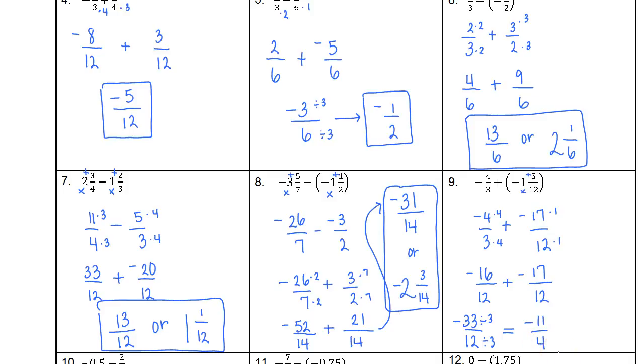And of course it's improper, so now I can make it a mixed number. 4 will go into 11 two times, which is 8. And so I have 3/4 remaining, and I want to bring my negative sign over. So negative 11/4, or negative 2 3/4.